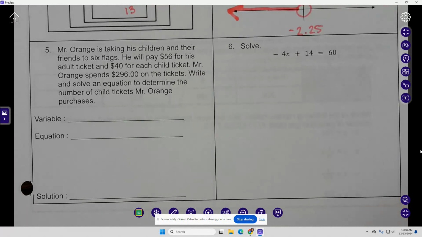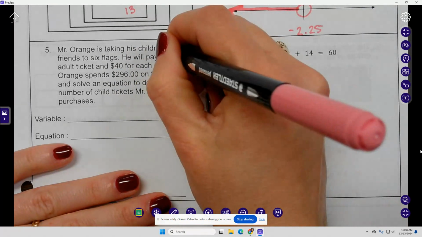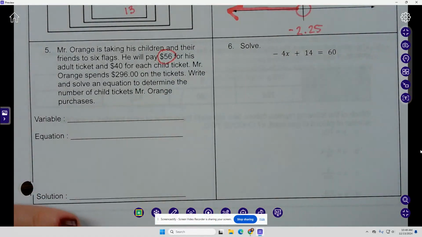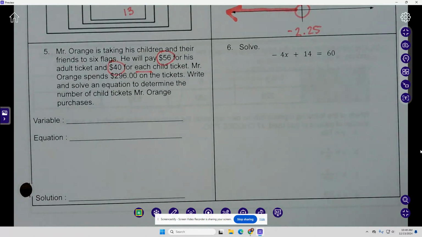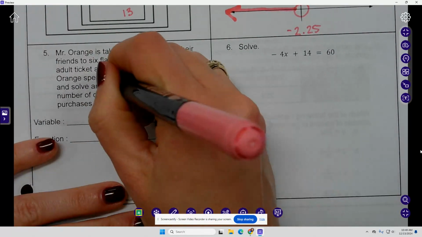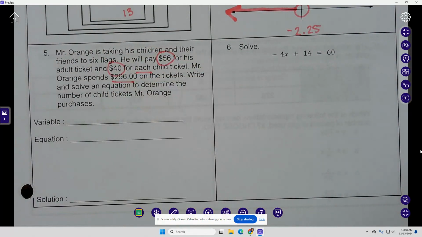Number 5, Mr. Orange is taking his children and their friends to Six Flags. He will pay $50 for his adult ticket and $40 each for his child ticket. Mr. Orange spends $296 on tickets. Write and solve an equation to determine the number of child tickets Mr. Orange purchases. So on this one, we want to find the variable. We want to write an equation, and then we're going to solve.